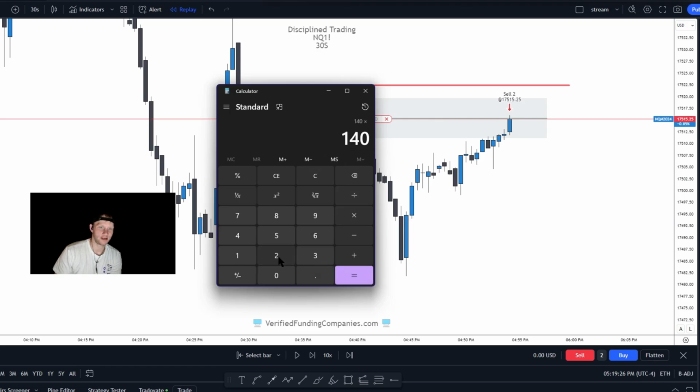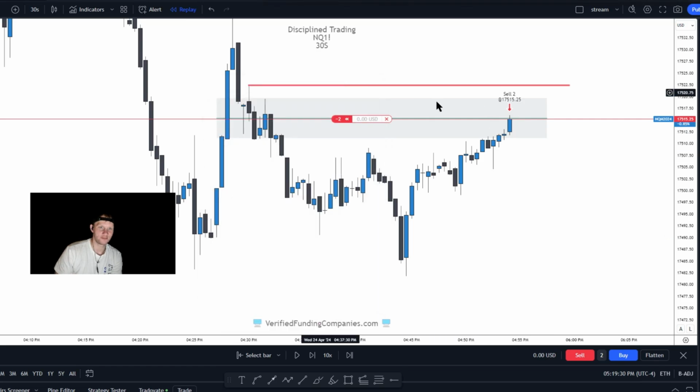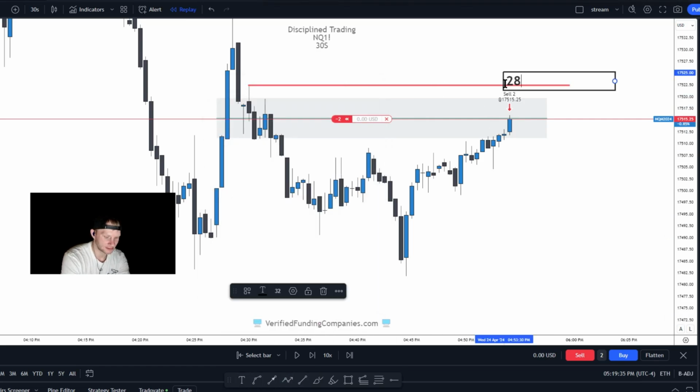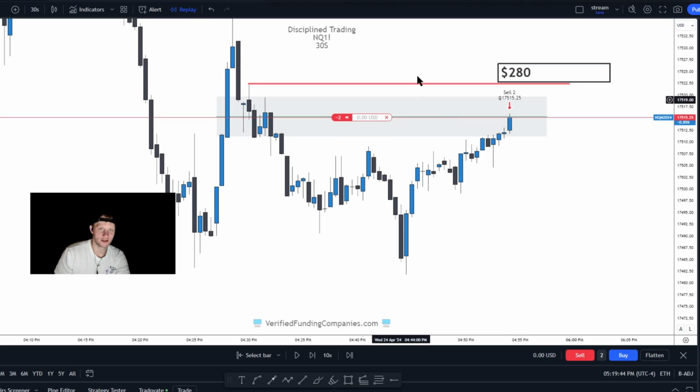But now we have to times it by 2 because we have 2 contracts. So that means I would have to be risking $280. It's really not that complicated once you switch the lots to contracts. Same thing. It's just a different way of saying it.